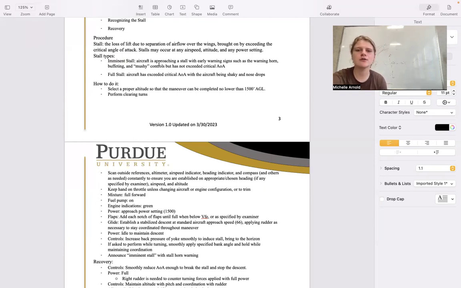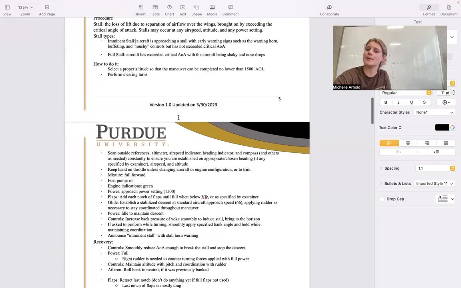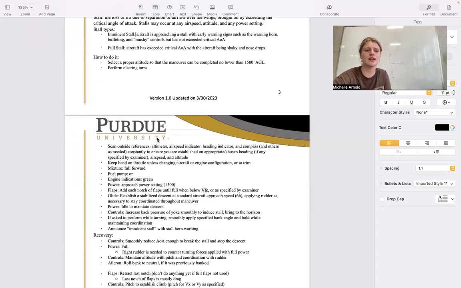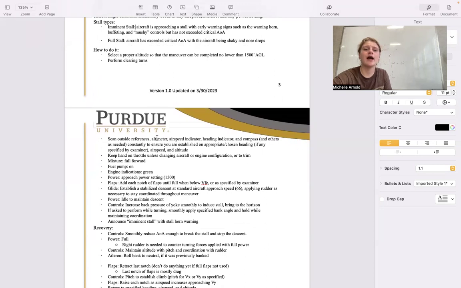So the first indication will be any sort of indication of the stall. The stall warning horn will probably happen first, but it might not. You might feel the plane buffeting. If you're kind of losing control, that would also be a first indication of the stall. And at that point, you would recover, which we will talk about in a minute in this lesson. All right, so how to do it.